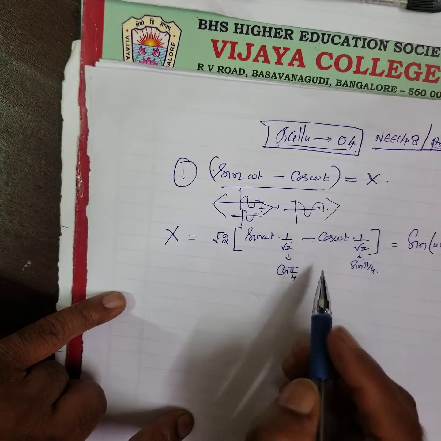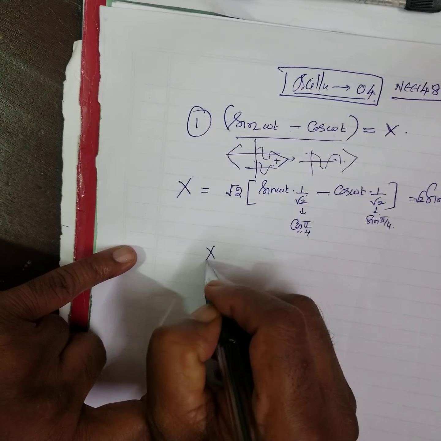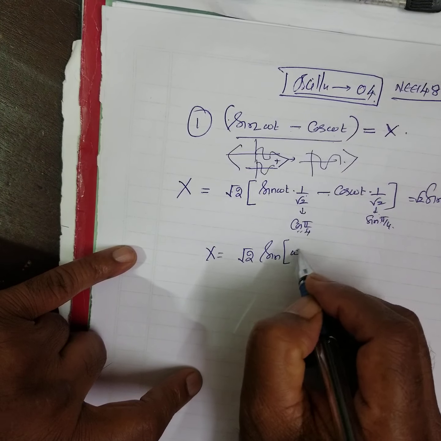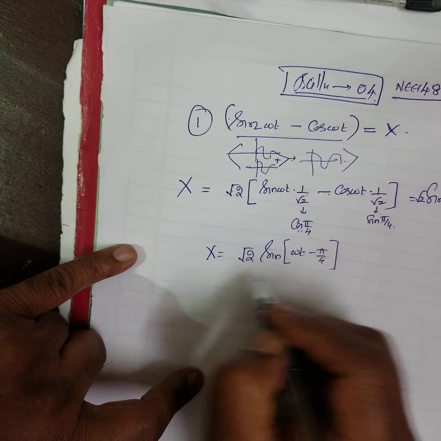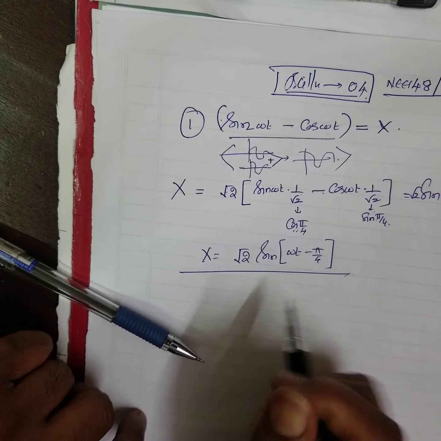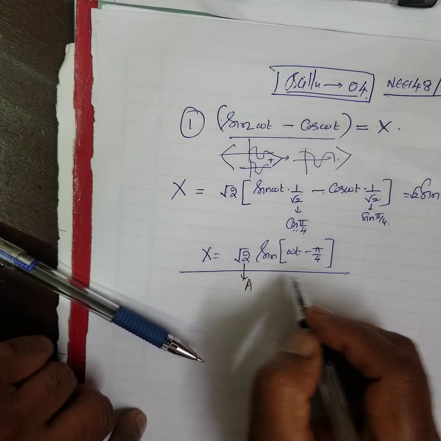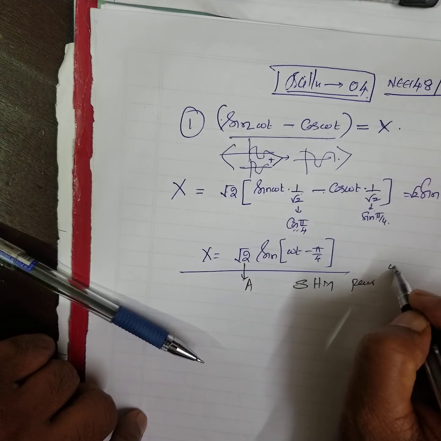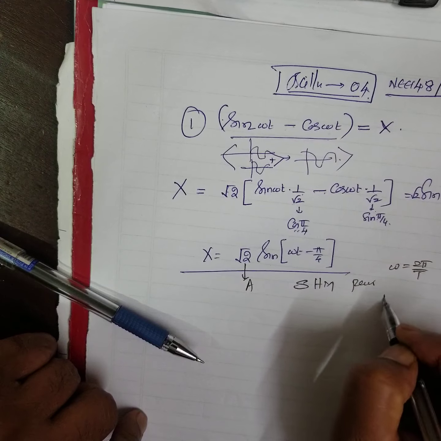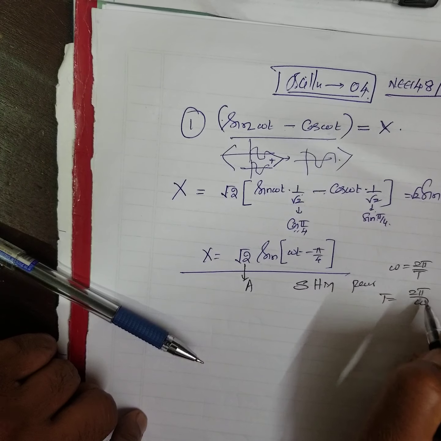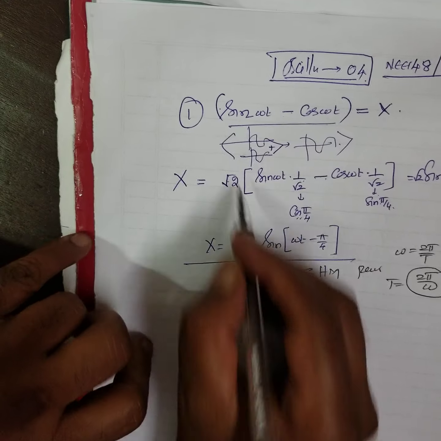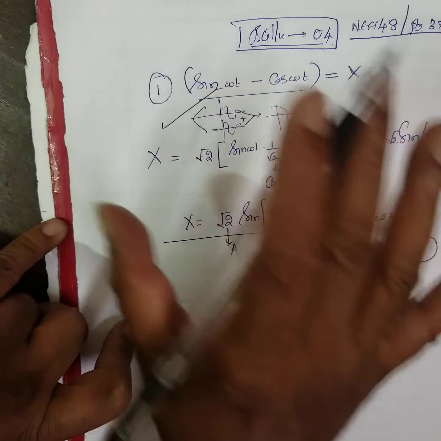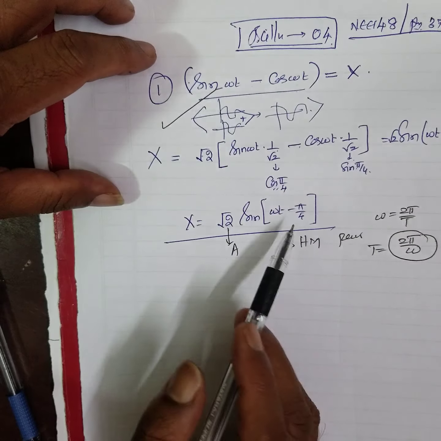You have to think mentally all these things. This is root 2. Therefore, x is equal to root 2 sin of omega t minus pi by 4. Therefore, this is the amplitude, and this is a sine wave, a simple harmonic wave. What is the period? Omega is equal to 2 pi by T, so the period is 2 pi by omega. When they give 4 choices, this is going to be the correct choice.